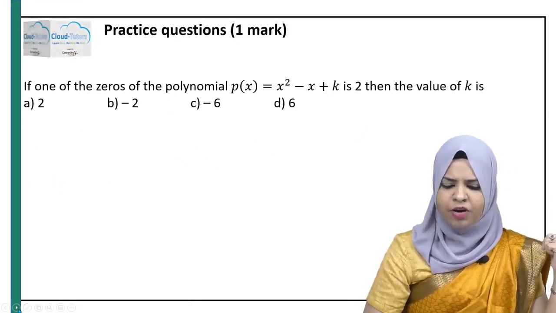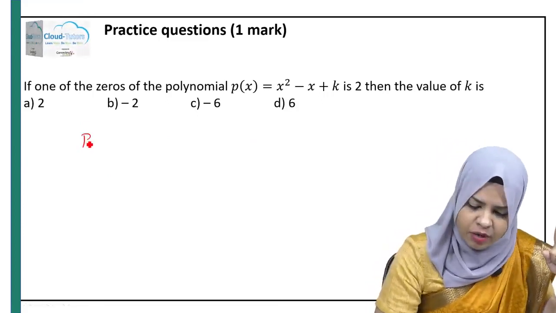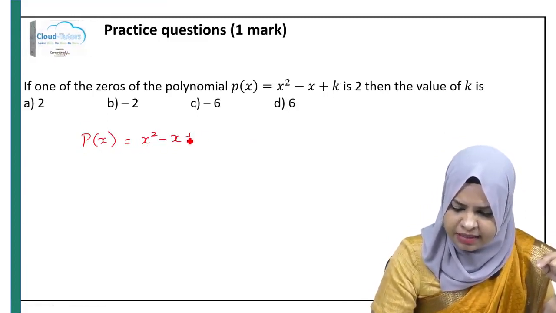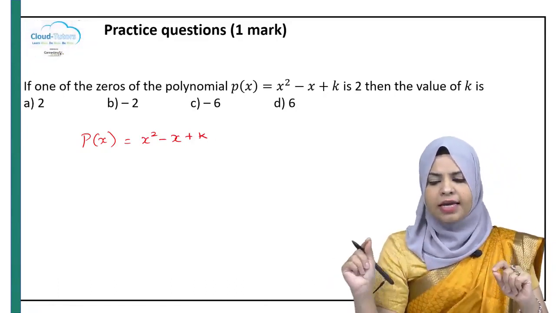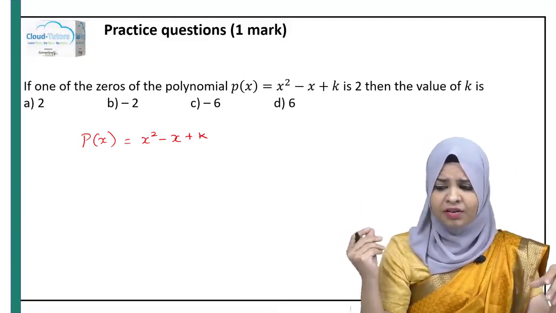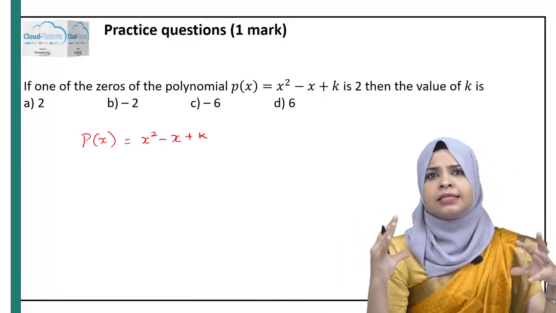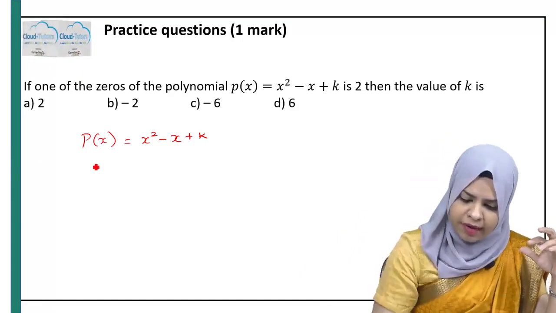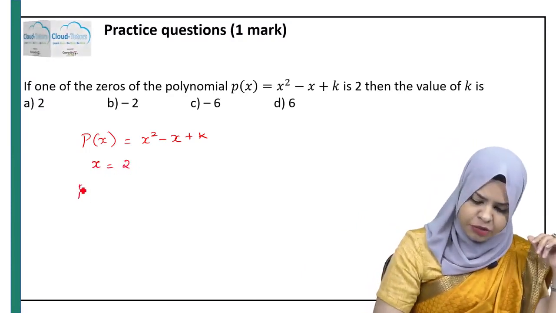The next question is, if one of the zeros of the polynomial is 2. The polynomial given here is what? Let me rewrite the polynomial first. It is x square minus x plus k. If one of the zeros of the polynomial p of x is 2, that means one of the factors is 2, then find the value of k. How do we find this? Here they are saying one of the factors is 2, so that means x is equal to 2. Correct? So let's substitute here.